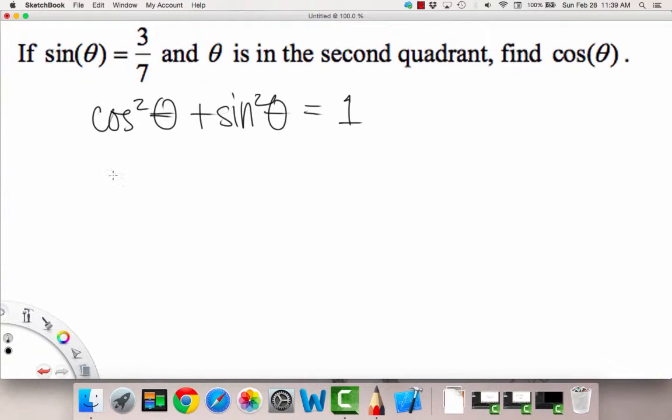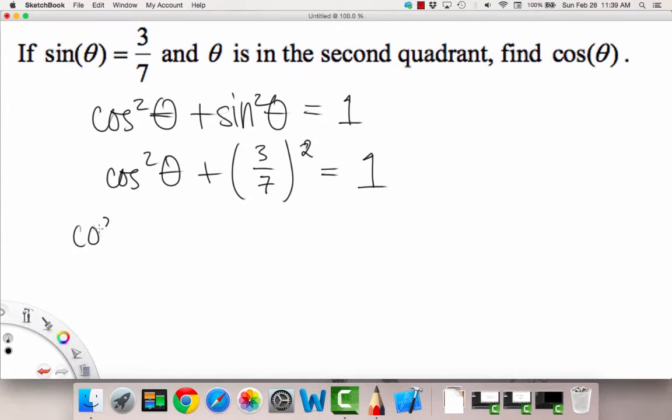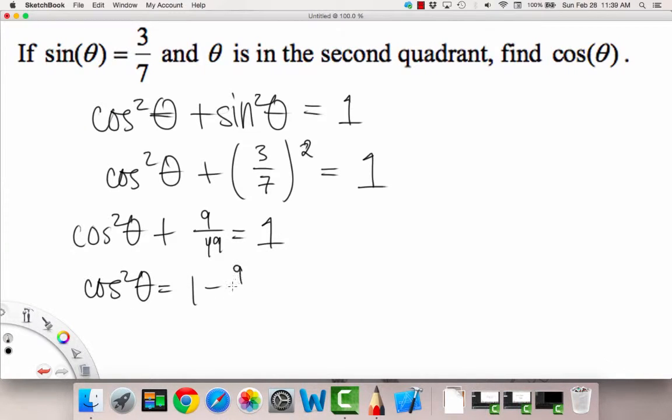Since we know sine, we can plug in 3/7 for the sine spot, and then square it because that's the formula according to the identity. Now I'm going to solve for cosine of theta. So cosine squared theta plus 9/49 is equal to 1. If we subtract that over to the right side, we get 1 minus 9/49, which is equal to 49 minus 9 over 49, which is 40/49.